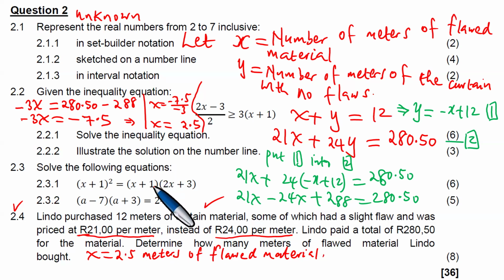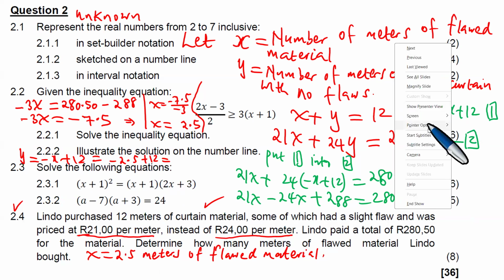So how would you get Y? You can get Y as follows. For example, you know that Y is equal to what? Y is minus X plus 12. So the X is 2.5. So this is minus 2.5 plus 12. What is minus 2.5 plus 12? Let's take a look.